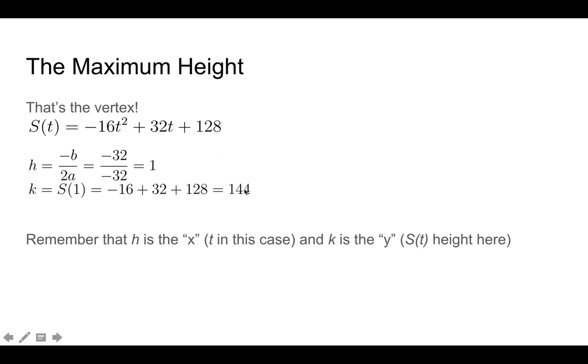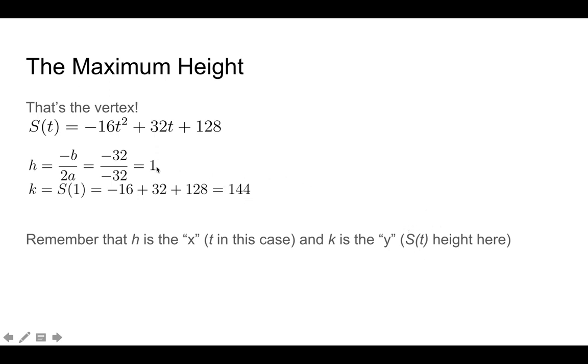What did we just find? Remember, that first thing you find, h, is your x. We don't have x's. We have t's instead. So that's a t value. That 1 is a t. T was measured in seconds, time. K here is the y value. In this case, s of t, the height.